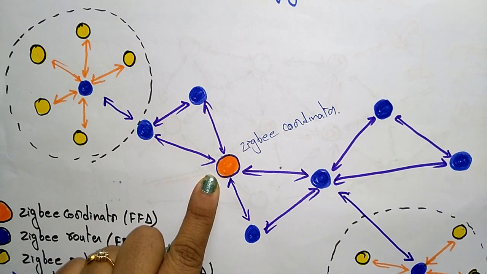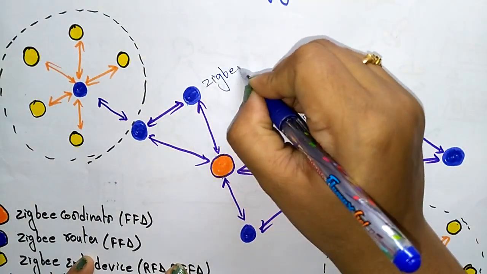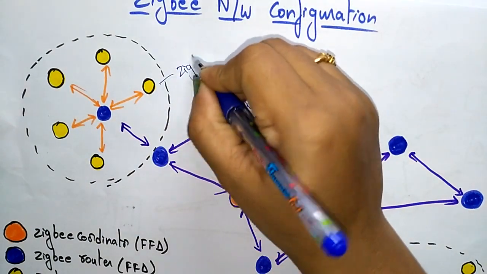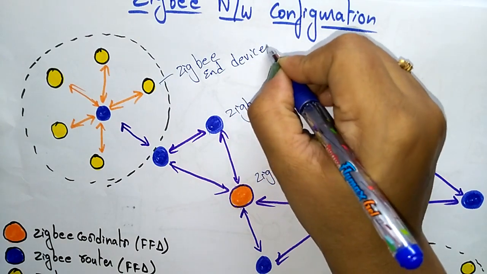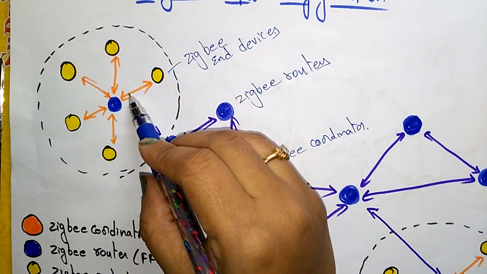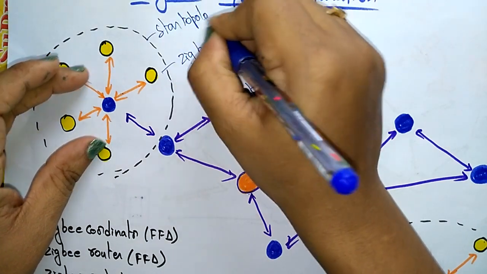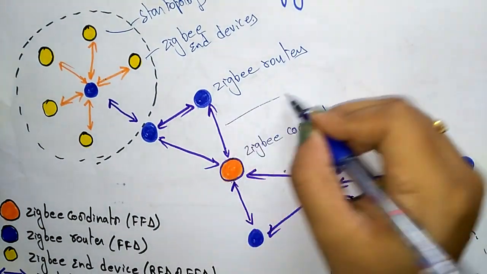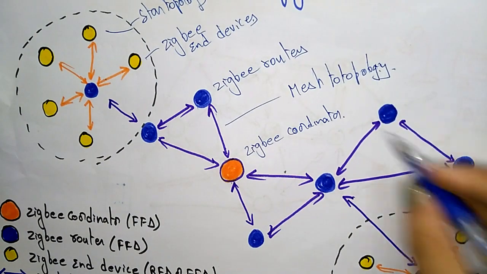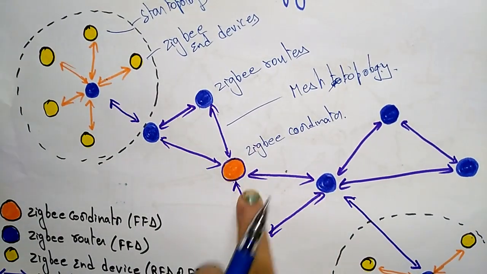The Zigbee coordinator is communicating with these devices and with these devices. These blue circles you call Zigbee routers, which act as intermediate nodes. And these yellow ones you call Zigbee end devices. The Zigbee end devices will act as RFD or FFD. These links are the mesh links, and within this circle these are star links, so this is a star topology. These end devices are all connected in a star topology, and the routers and coordinator are connected with the mesh topology.